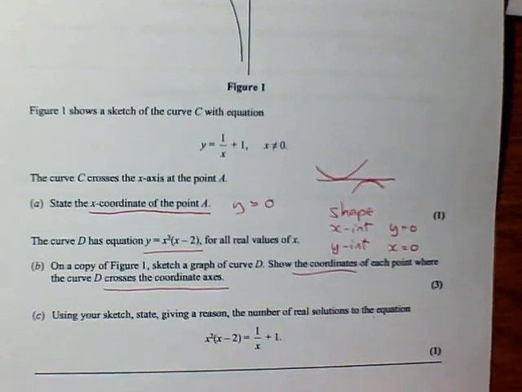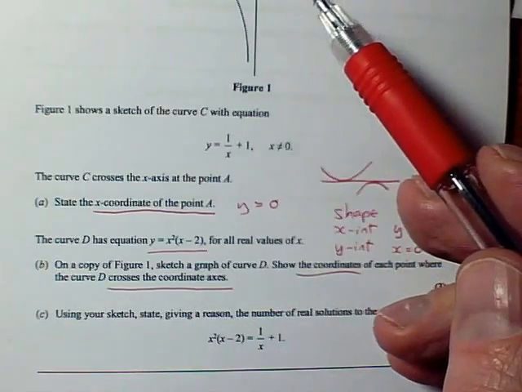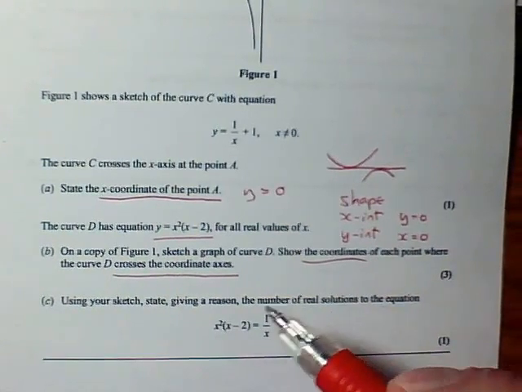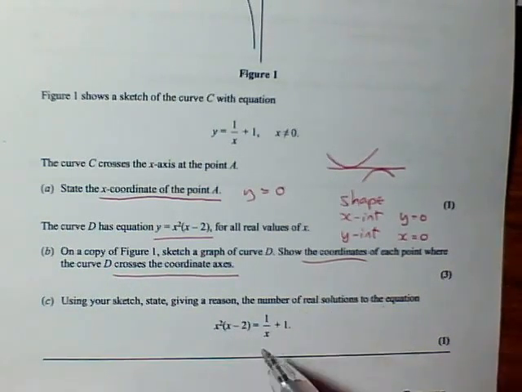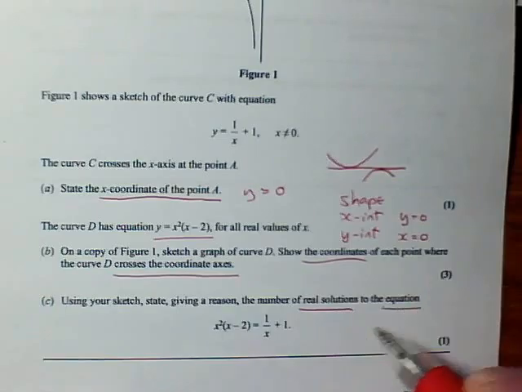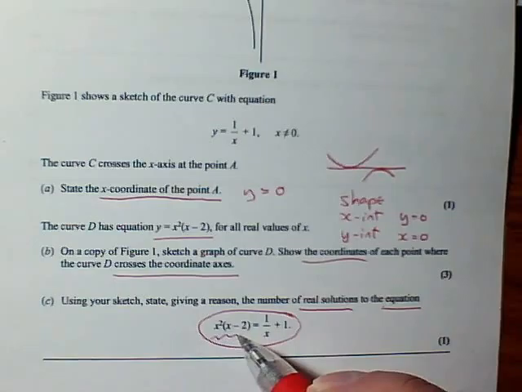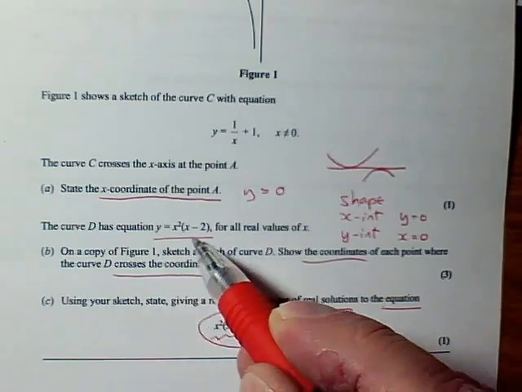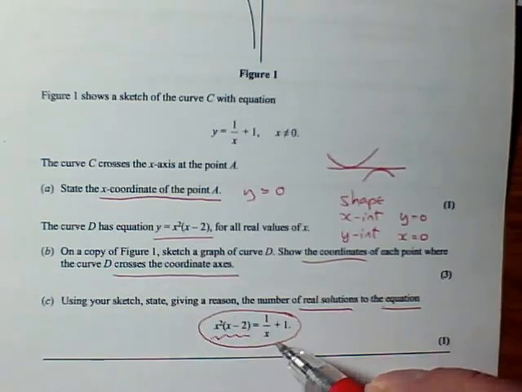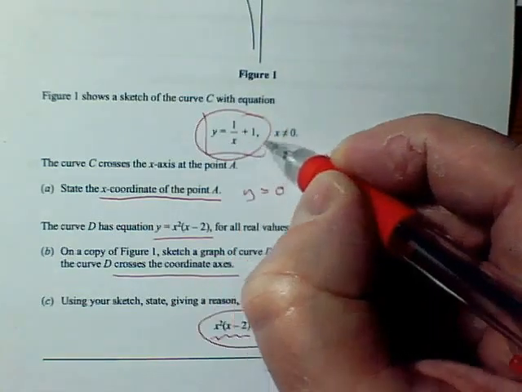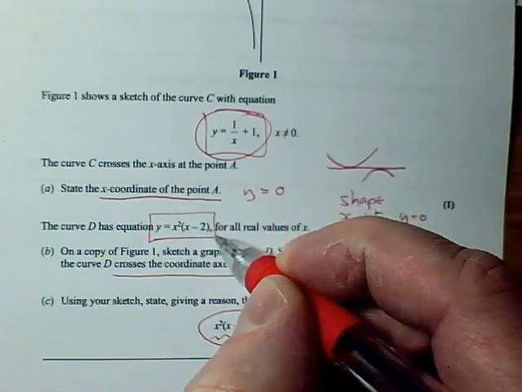Now part C, using your sketch. This is where you need to have the original graph on it as well as your new one, because we need to state the number of real solutions to this equation. So you have to look at this equation and see what's going on. Well, this side of the equation is the graph you've just sketched, y equals that, but the other side of the equation is what y equaled for the first graph that you were given a sketch of. So what you need to realize is that this is the equation you would get if you were solving this and this as simultaneous equations.